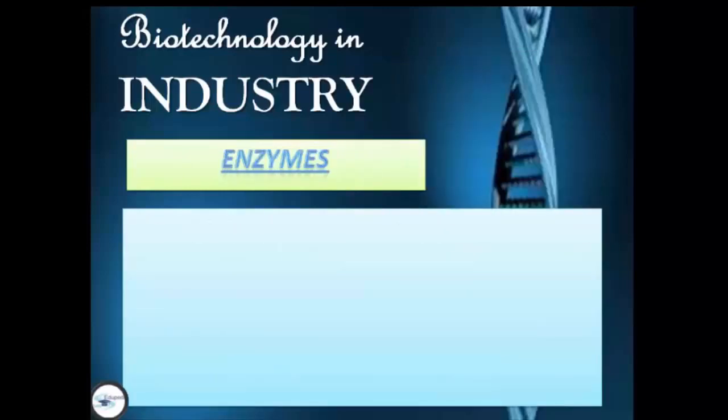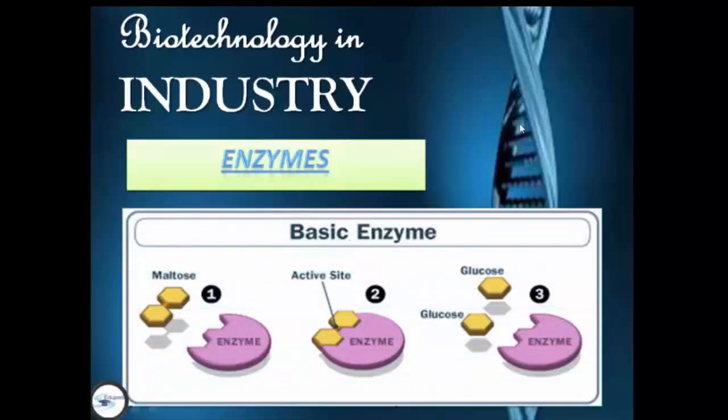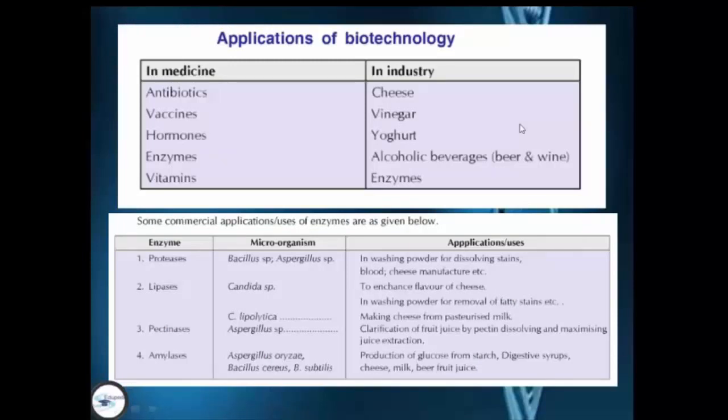The next one, we have the enzymes, and two most commonly used microorganisms for commercial production of enzymes are fungi and bacteria. Genes from different organisms are introduced into these microorganisms, which then produce the desired enzymes. Applications for biotechnology summary and some commercial application uses of enzymes are given in the picture.